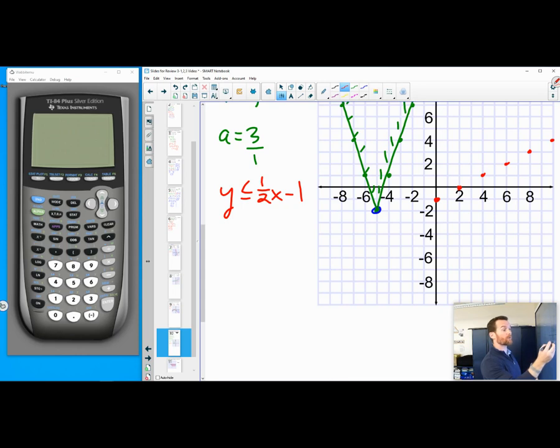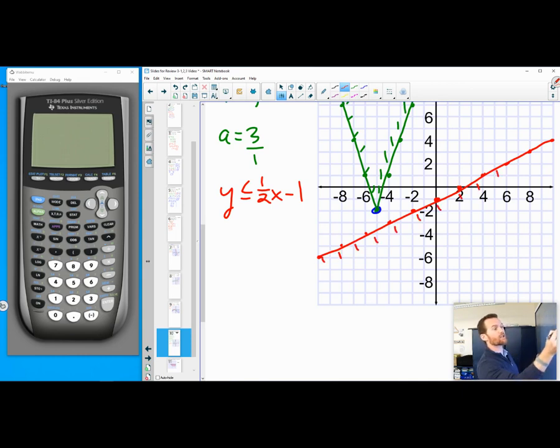Then it's a line, so we flip both in the opposite direction. Down 1, left 2, down 1, left 2, keep going. It's or equal to, so it's a solid line. And its y is less than, so we shade below.